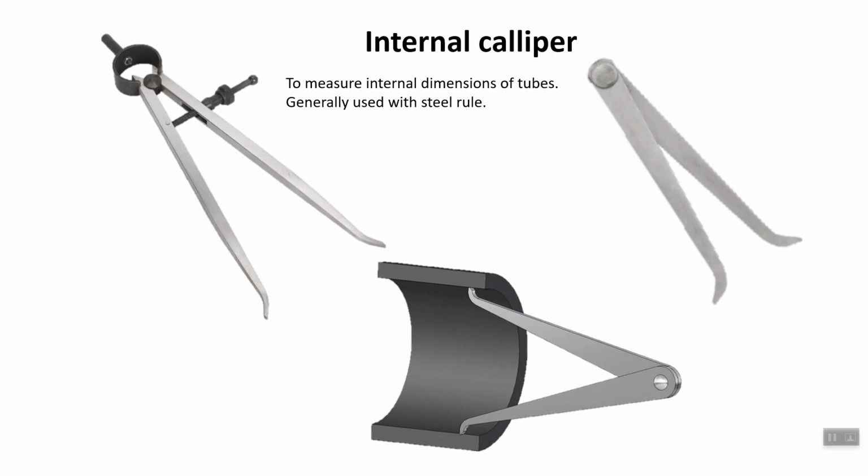As you can see, some tubes have a thickness, so the external diameter and the internal diameter are not the same. To measure the inside diameter, we use an internal caliper. The shape has a distorted end, which can be used to measure the internal diameter of objects.